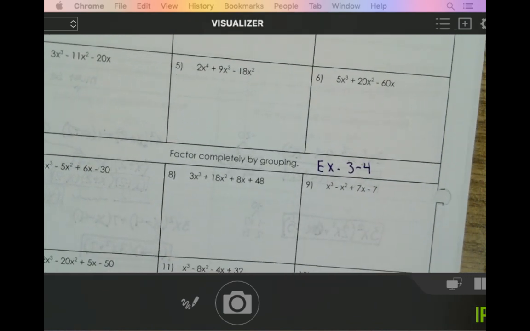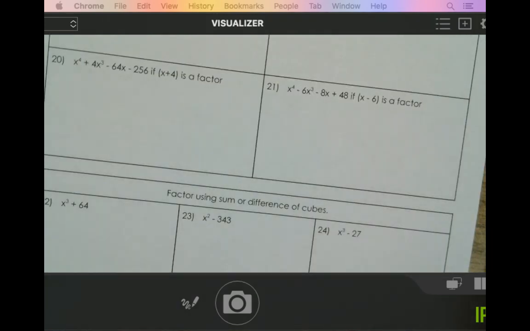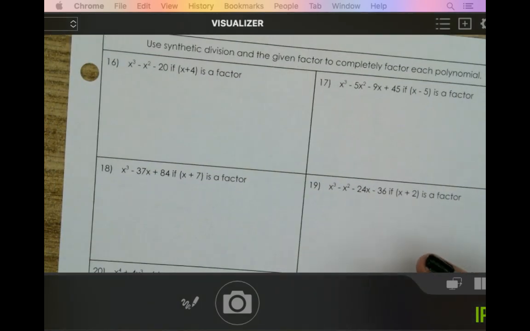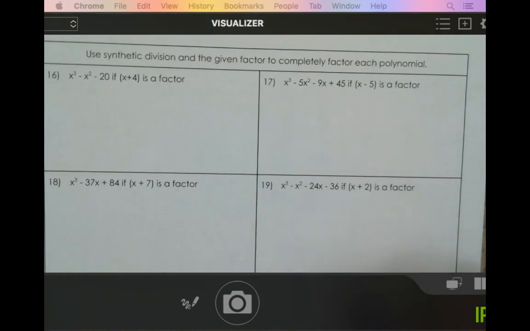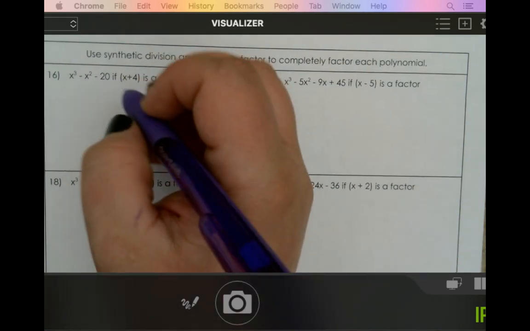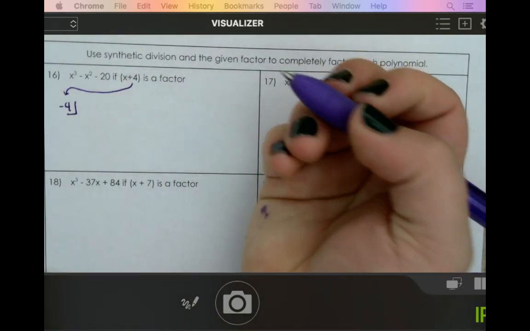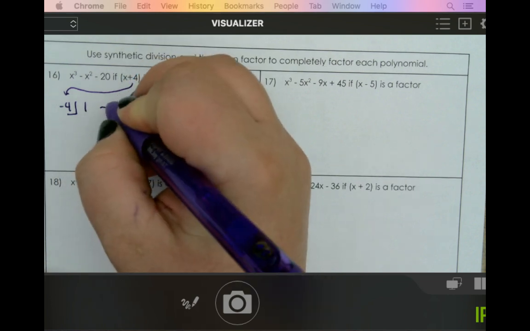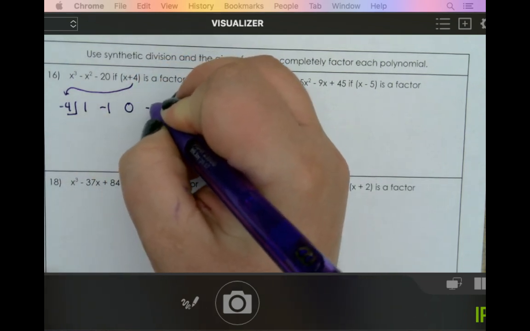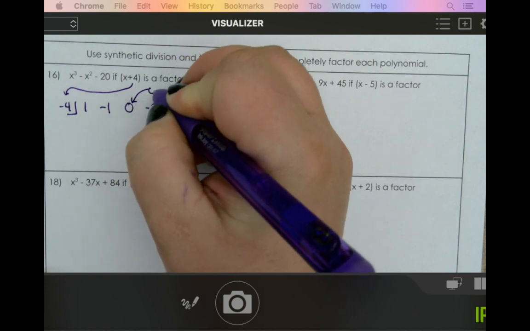The one that I didn't put on the notes at all is use synthetic division and the given factor to completely factor each polynomial. So this is the part that we just did on the last assignment, but we didn't keep going afterwards. Okay, so I'm going to put -4 in my little box for this one on 16. And then I'm going to fill in my coefficients. There is 1, 0 placeholder right here because there's 0 x's.